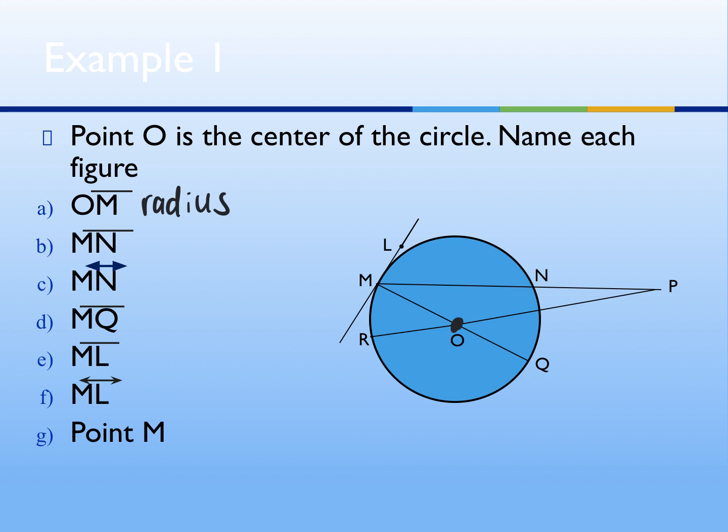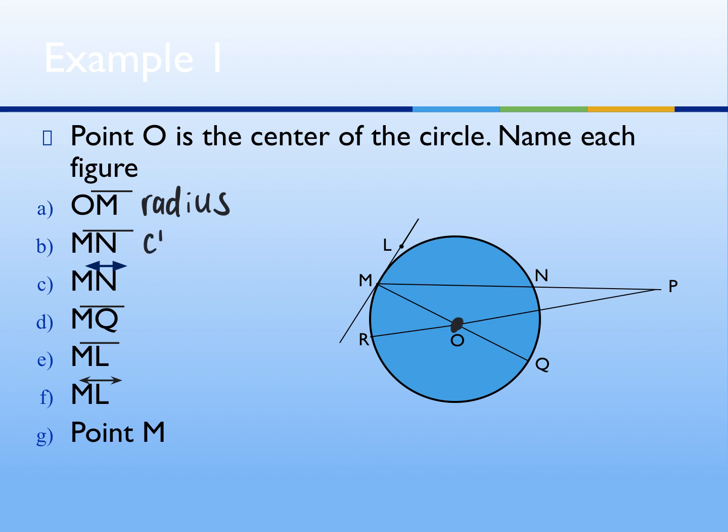It's from the middle, the center of the circle, to the edge. Do you guys agree? That is a radius. Very good, Kristen. What about MN? Someone else. Chord. Why is it a chord? Who said chord? Why'd you say chord, Zach? Because it's on the top and it goes through.